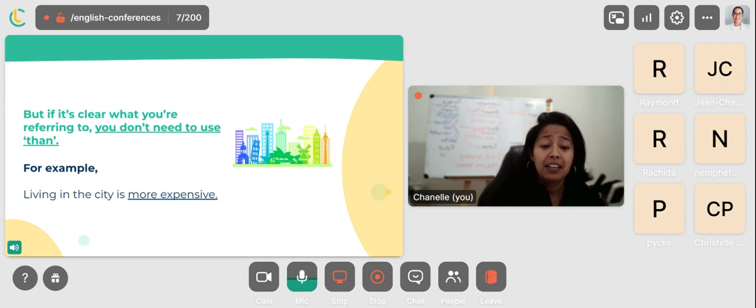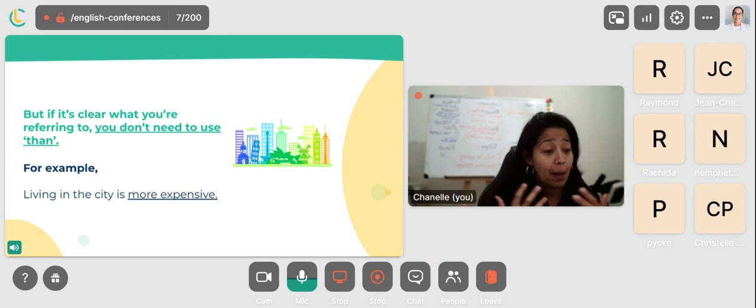But if it is clear what you are referring to, you don't need to use than. For example, living in the city is more expensive. So what does that mean? If you are having a conversation with someone and he says, "Oh, I love the city," I can say, "Yes, but living in the city is more expensive."